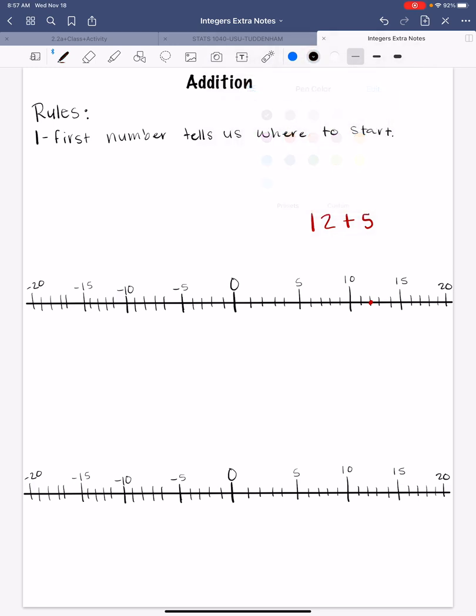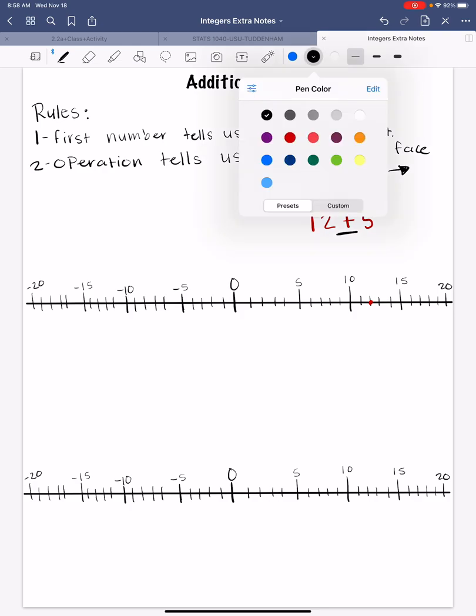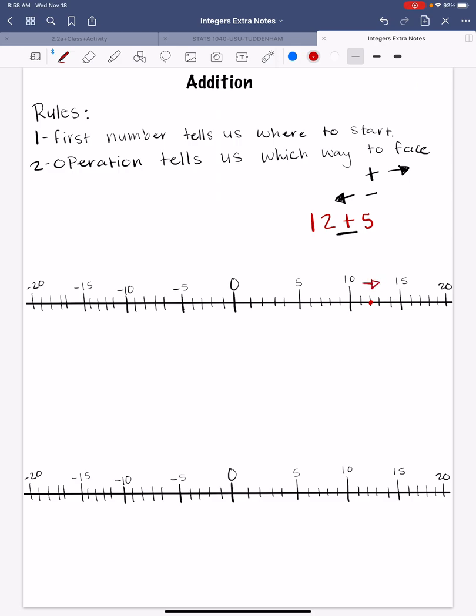And then the second step here is that the operation, so this operation right here, tells us which way to face. So addition tells us to face to the right, and subtraction tells us to face to the left on a horizontal number line. So 12 plus 5, so now because of this we are facing right, we're adding.